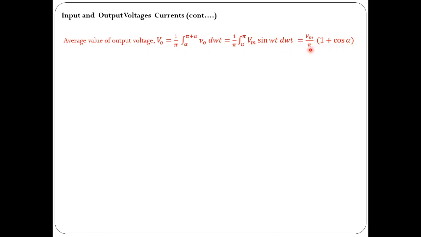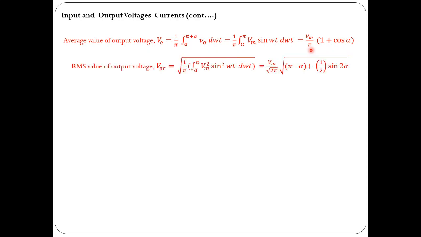So this is the formula for the average voltage across the load for the semiconverter. Now coming to the RMS value, you do it in a similar way. We know the formula for computing the RMS value. You have to integrate the square of the voltage from alpha to pi plus alpha. Of course, pi to pi plus alpha is 0, so consider alpha to pi only. The integration has to be considered from alpha to pi only, take its mean value, and apply the square root. By doing that you get this formula: Vm by root 2 pi into the square root of pi minus alpha plus half into sin 2 alpha.